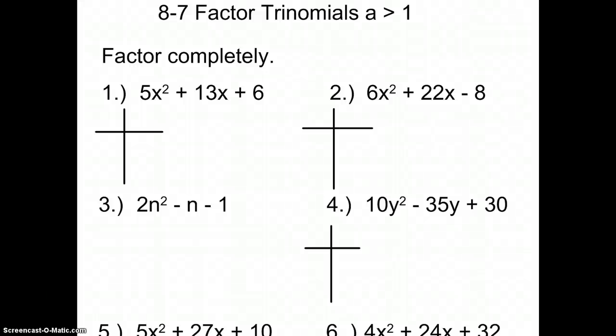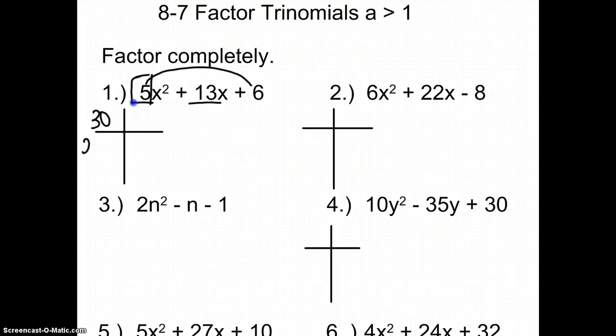So today we're going to be talking about factoring trinomials where a is greater than 1, so the squared term is greater than 1. So in number 1 we have 5, which is greater than 1, so we have to factor it. We're going to use a factor sum table just like we did before, but our number to factor is going to be our first term times our last term, so 5 times 6 is 30. So we're finding factors of 30 that sum together to be our middle term of 13.